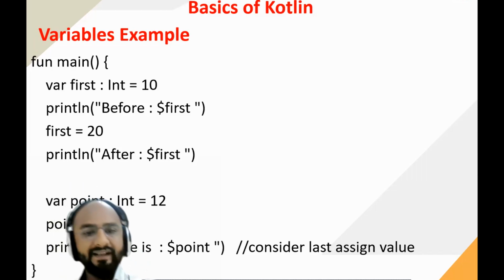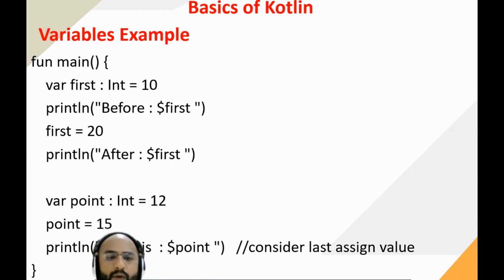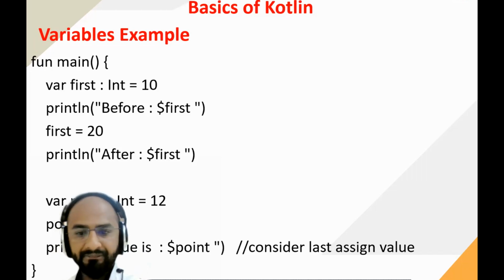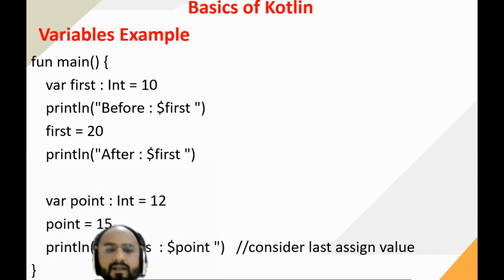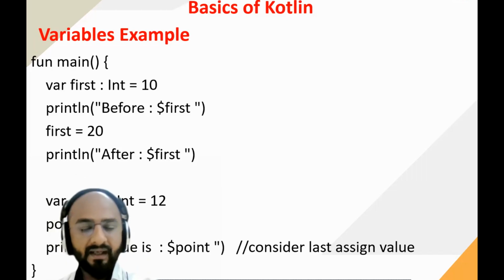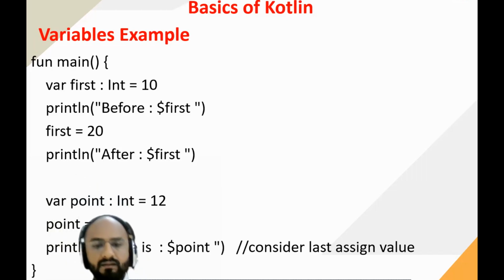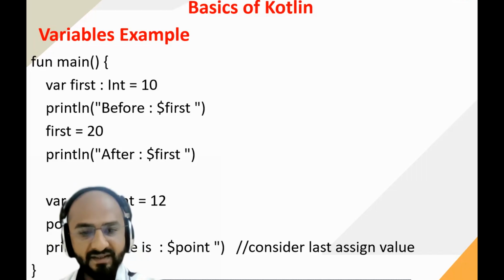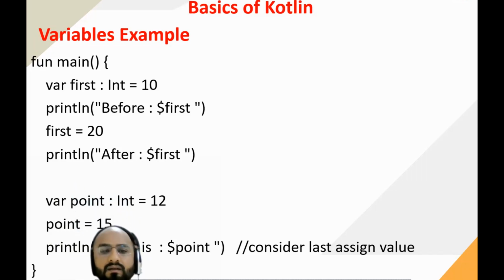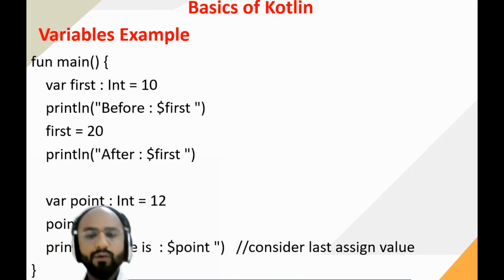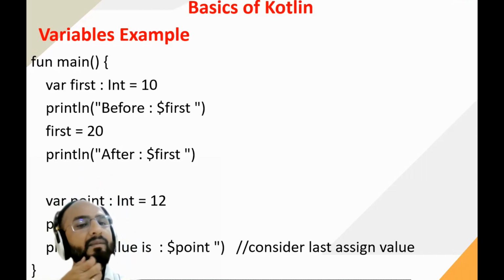I have created another variable, point. Say for example, var point colon integer equal to 12. Assign another value, point equal to 15. And I have printed the value, $point, which means the value will be 15, right? So the last assigned value to the variable will be considered.